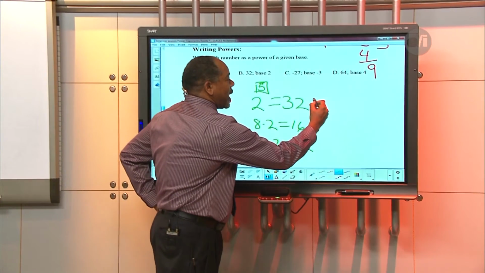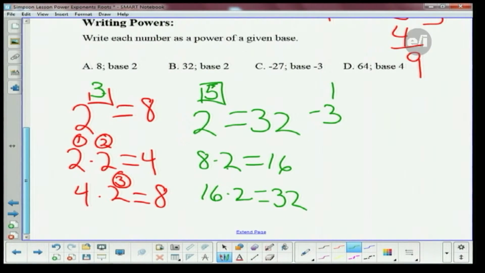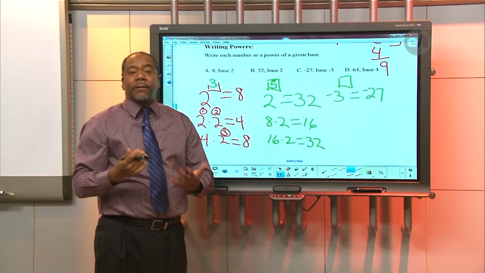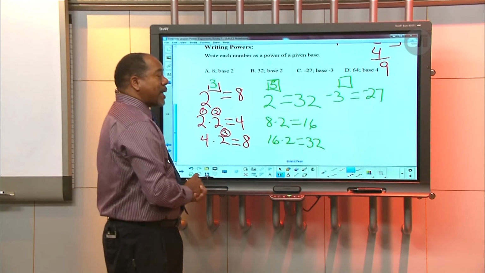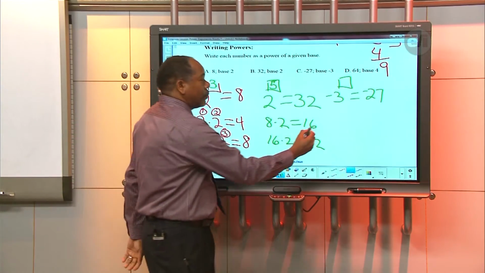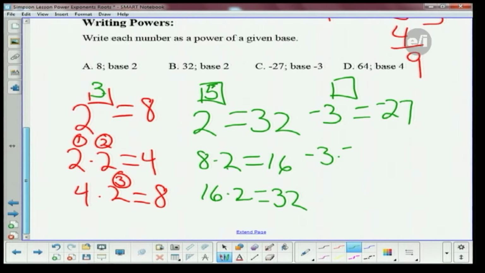The next one, another tricky one because we have a negative 27. So my base is negative 3. I want to get negative 27. How many times am I going to multiply negative 3 by itself to get negative 27? Negative 3 times negative 3 is positive 9. Positive 9 times another negative 3 is negative 27. That's 1, 2, 3 times. And that gives me my answer 3.